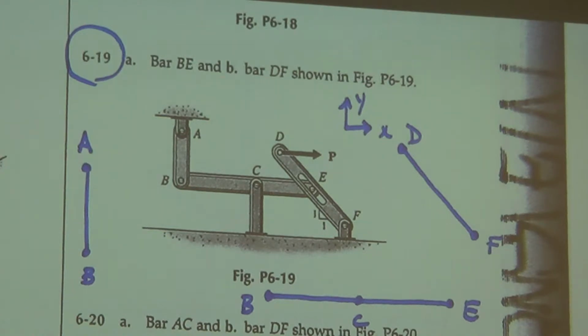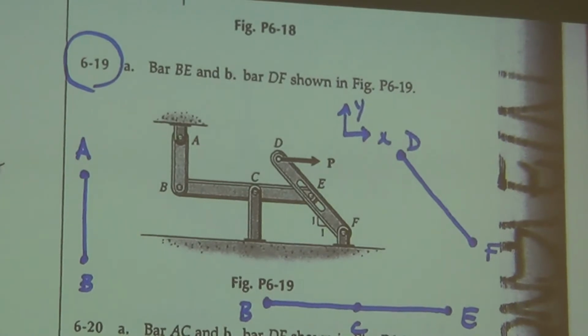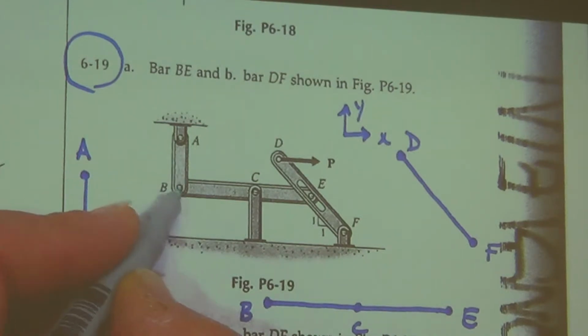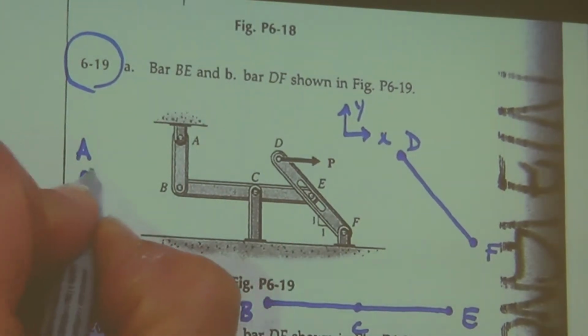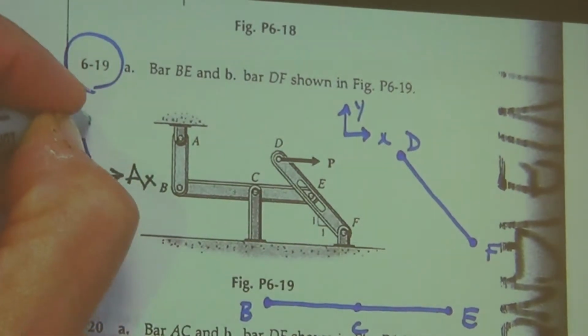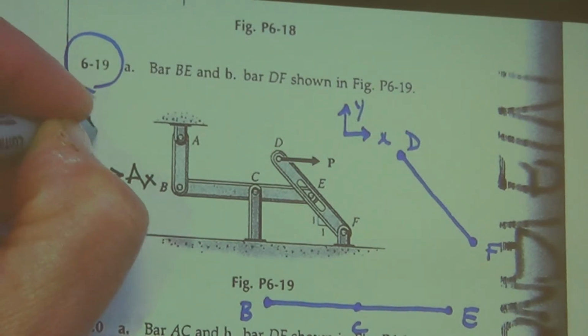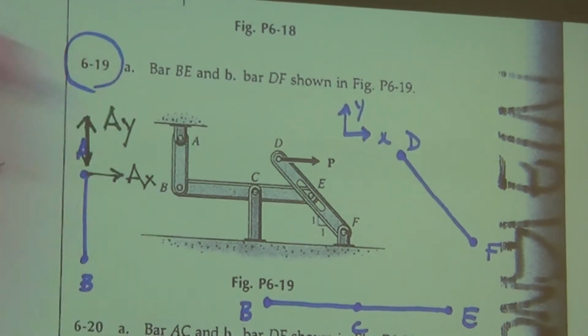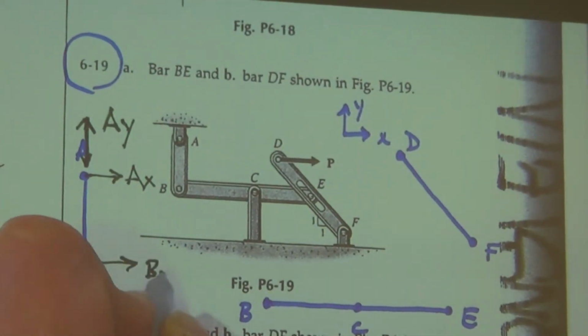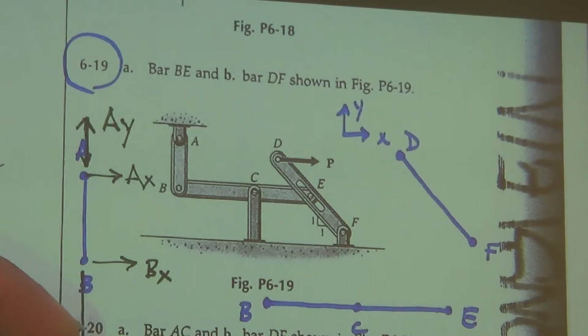Okay, we're up to Rachel. So Rachel, let's do AB first. What needs to be drawn on AB? Okay, so what kind of support is this? They're both pins. So what did you draw? AX positive? So you drew AX positive and AY positive. And then BX you drew positive, and what did you draw BY? Negative?